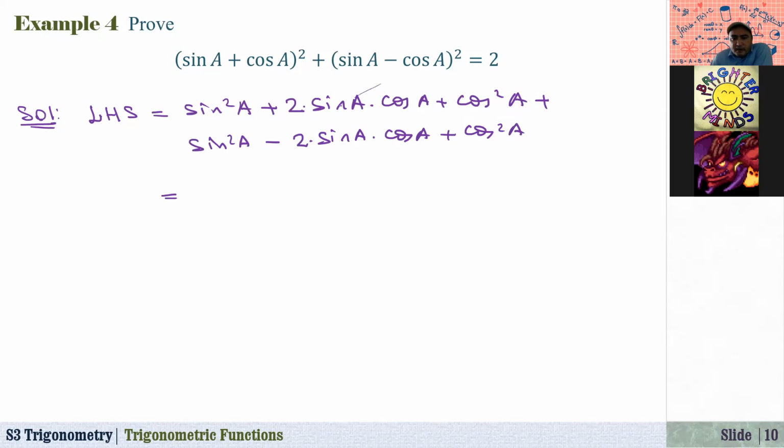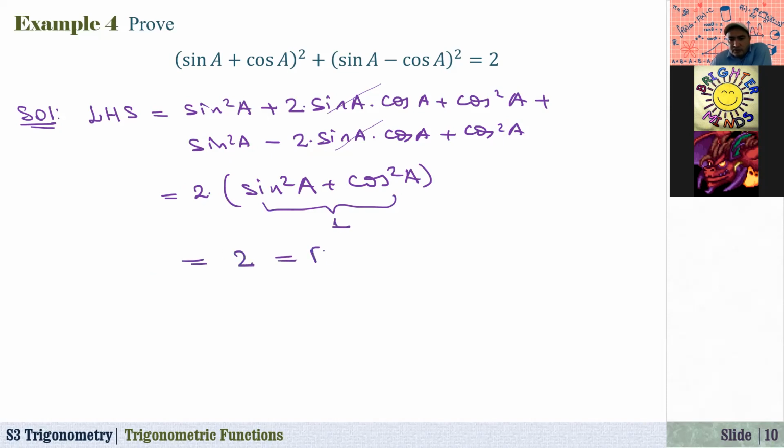Now if you add them, the plus 2 times sine of A and minus 2 times sine of A, they are gone. And here we have sine squared of A plus sine squared of A, cosine squared of A plus cosine squared of A. So now we just factor out 2 inside the parentheses: sine squared of A plus cosine squared of A, and we know that this is always equal to 1. So that's equal to 2, which is equal to the right-hand side. So the proof is complete.